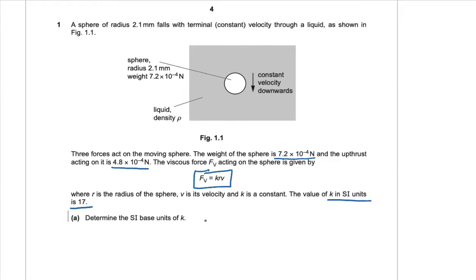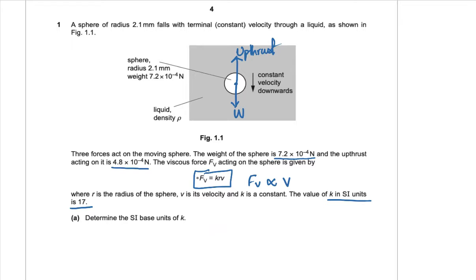Okay, so the terminal velocity phase of this ball is reached when the forces acting on this spherical ball are balanced. All the forces are balanced. Now, a weight of 7.2 × 10^-4 newtons must be acting downwards from the center. So this is the weight. 4.8 × 10^-4 newtons of upthrust must act upwards. So this is the upthrust that is acting on the ball, and it acts upwards. The third force is the viscous force, which is directly proportional to the velocity according to this formula.